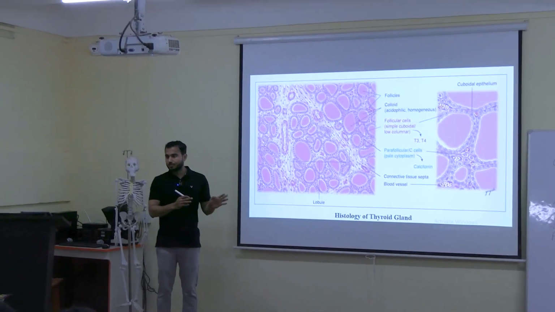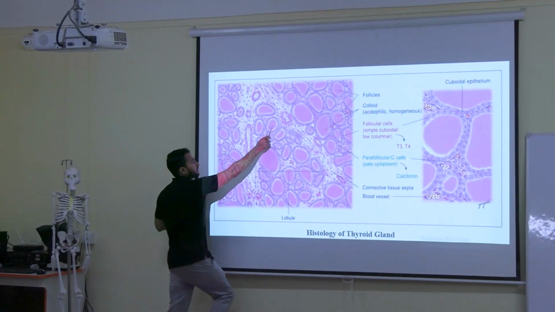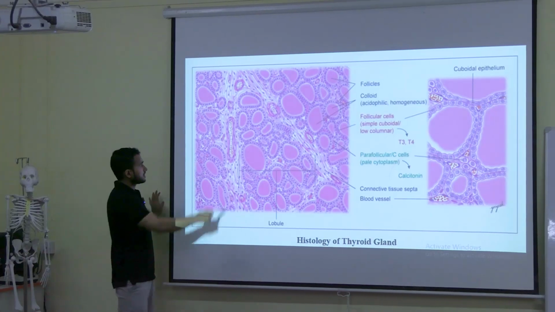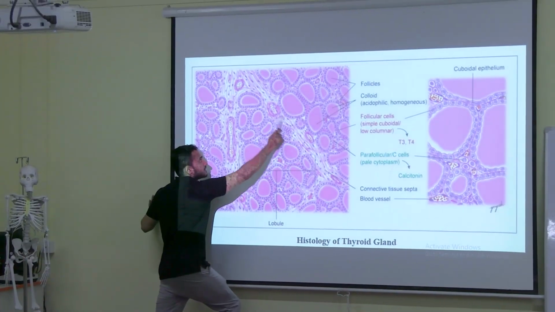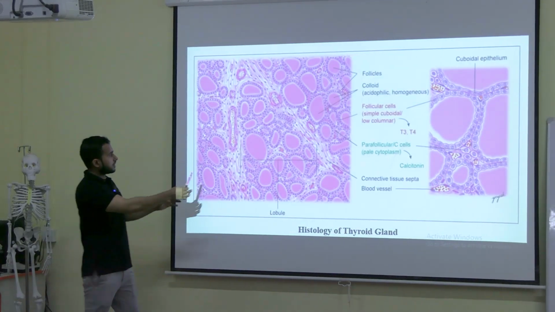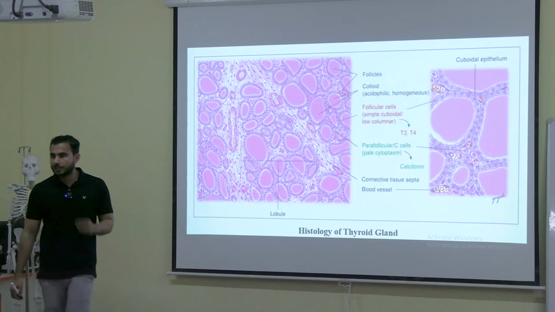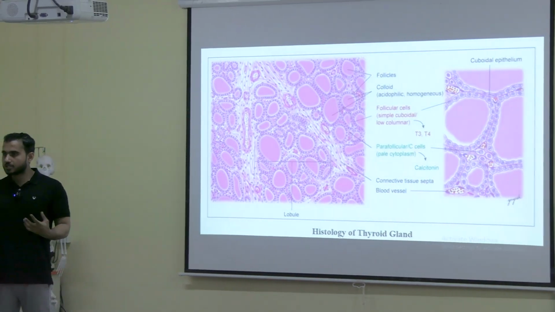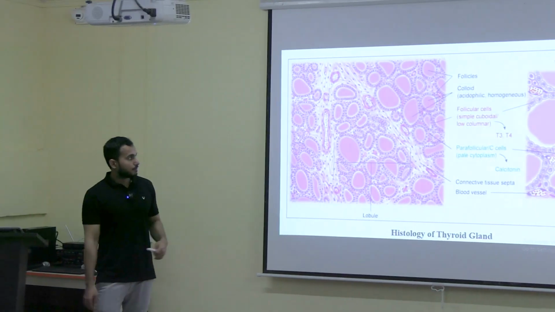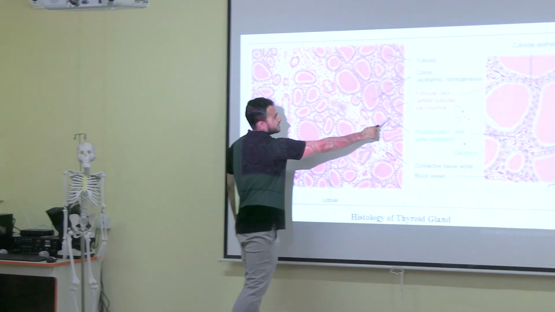Now inside the lobule, what is present? Follicles are there. See, these are the follicles present inside the lobule. In the connective tissue septa, you can see blood vessels are present. This is one lobule, this is one lobule, this is one lobule. In the lobule you mainly see the follicles. Next, in the interfollicular space between the follicles, you can see the parafollicular cells also.